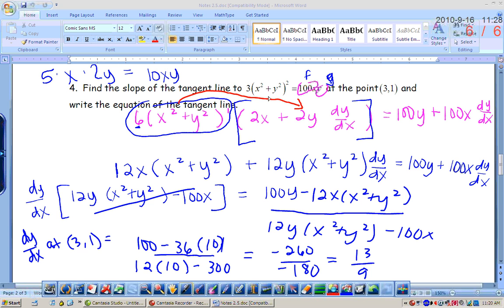So I was distributing to that part. So I had 6 parenthesis x squared plus y squared times 2y dy dx. And since it's all multiplied together, I just took the 6 times 2 times y and pulled it out in the front.